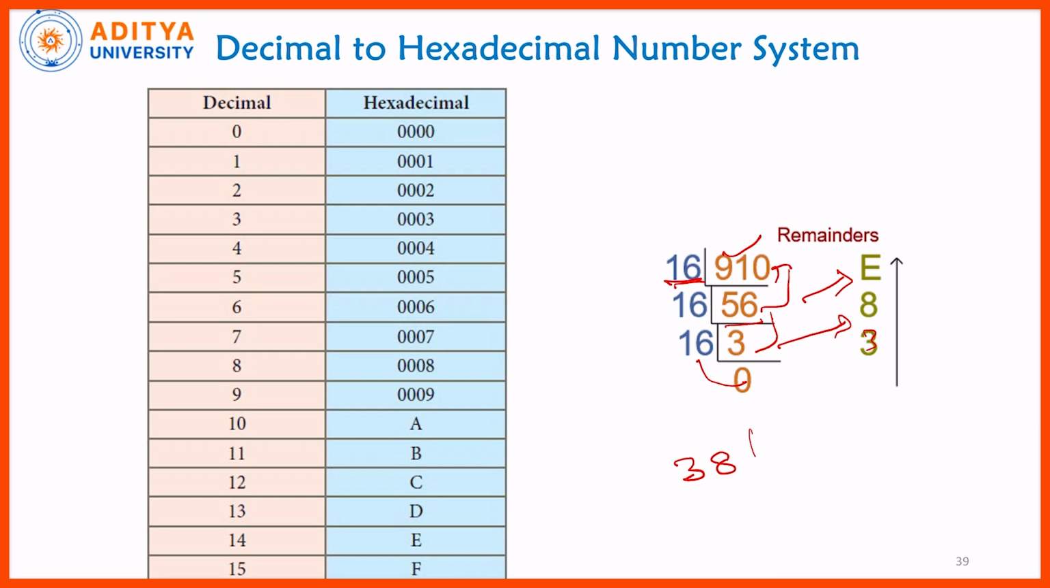E is the representation here, but the maximum digit is 15, so 14 is the remainder here. For 14 we simply replace the 14 with E, because there is no two-digit symbol in hexadecimal. That is why 3, 8, E is the representation in hexadecimal, which is nothing but 910 in decimal. This is the simple conversion from decimal to hexadecimal.